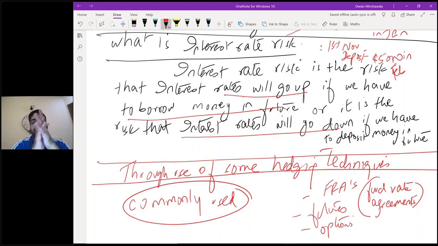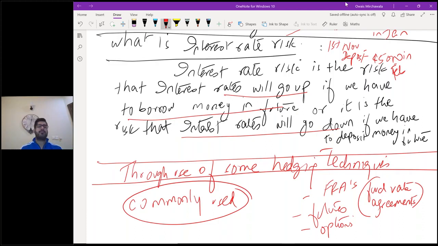Like yesterday, I will tell you individually about each technique: what is FRA, what is futures, what is options, and my easy formats of how to do FRAs, futures, and options. Once we are done with all three techniques, then we will do a past exam question so that you get an idea about all these three techniques.